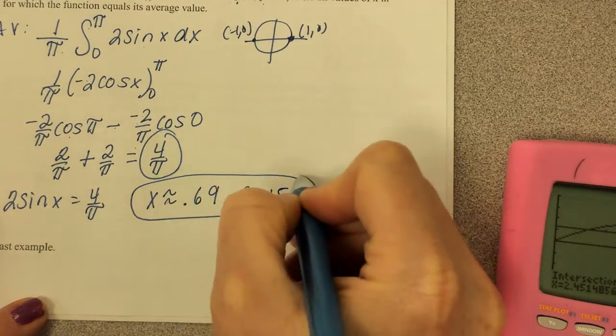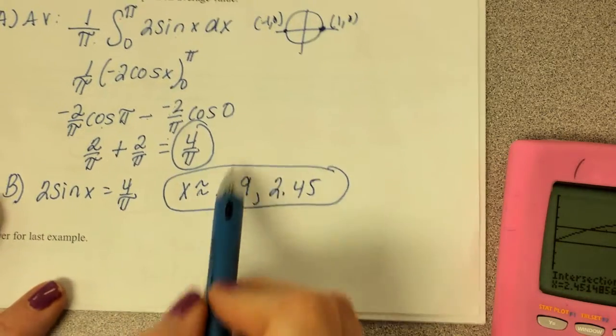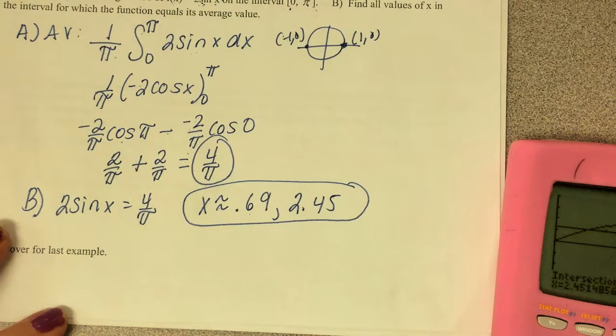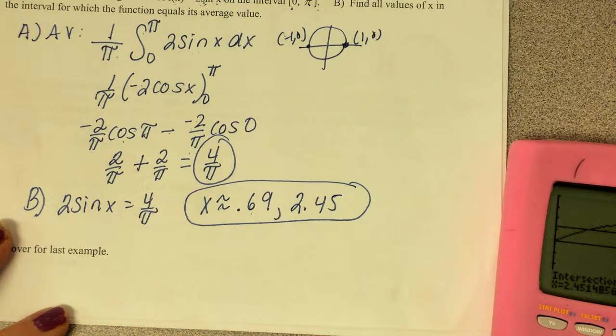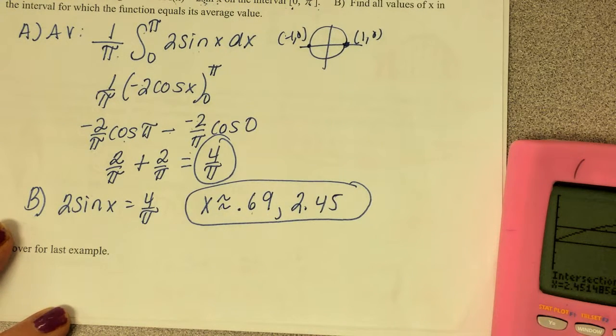Those are the 2 x's that are going to have answers that are equal to that average value. Questions on that?